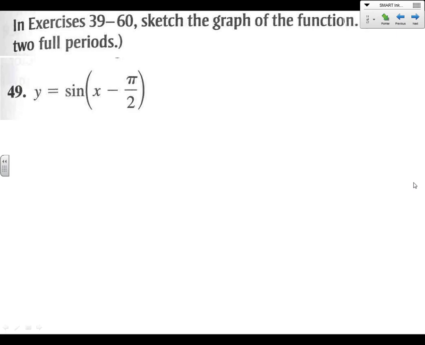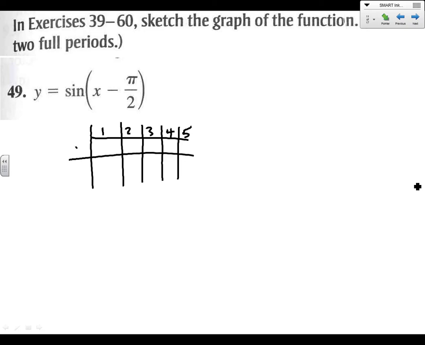It's a little easier now because it's pi over 2 we're shifting. Okay, do our table here. Normally we have x at 0, pi over 2, pi, 3 pi over 2, and at 2 pi. And we're going to get shifted positive pi over 2. Much easier to add now. We have a common denominator.